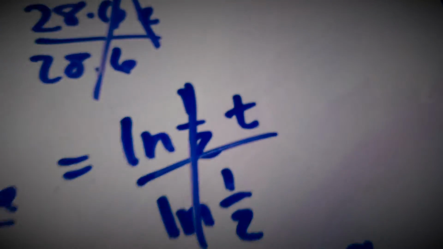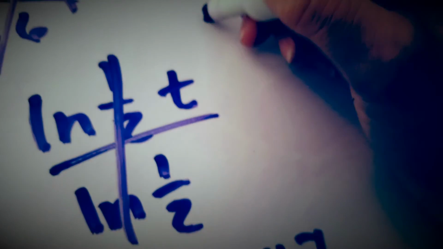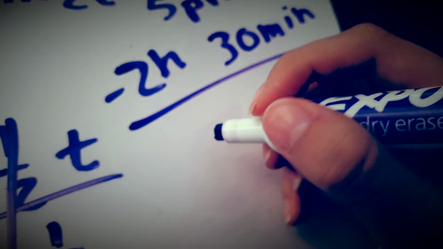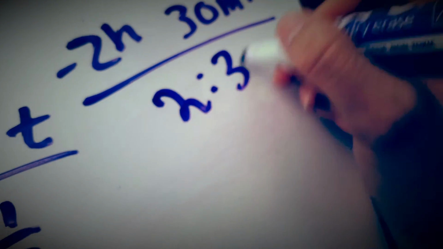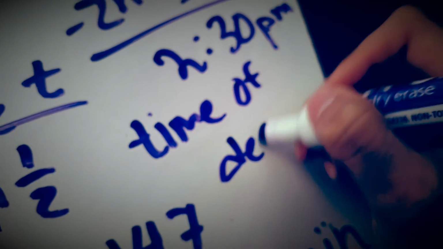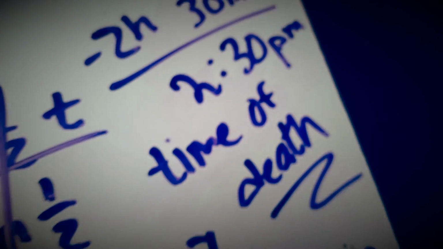And if you subtract that from the last given time, which was 5 p.m., minus 2 hours and 30 minutes, that equals exactly 2:30 p.m. was the time of death. There you go.